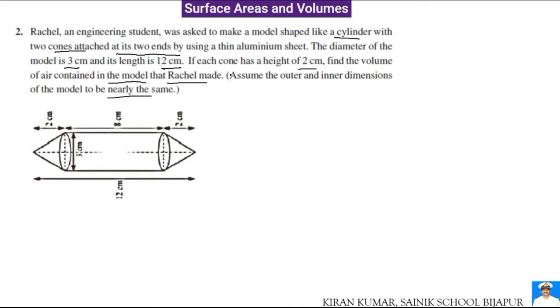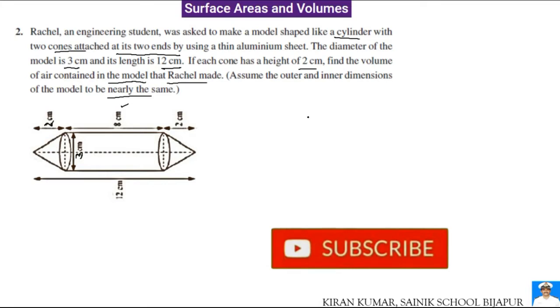This would be the figure. The diameter of the model is 3 centimeter. Total length of the model is 12 centimeter. The height of cone is 2 centimeter. So to get the height of the cylinder, I need to subtract this cone height and this cone height. Totally 4 centimeter to be subtracted from 12 centimeter. We will get it as 8 centimeter.